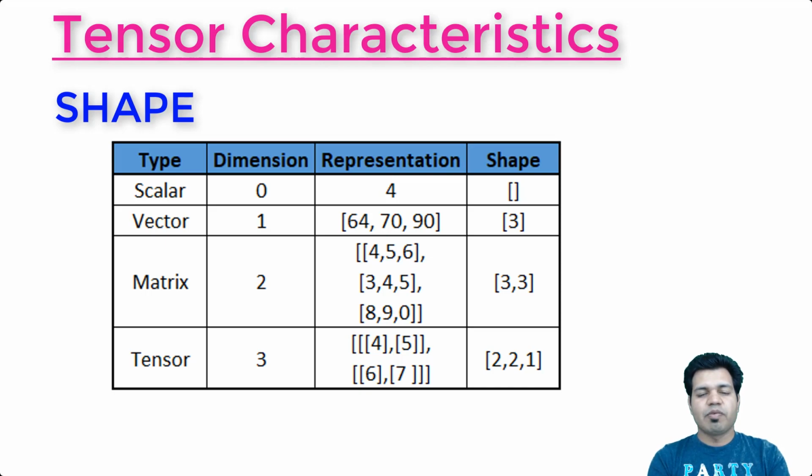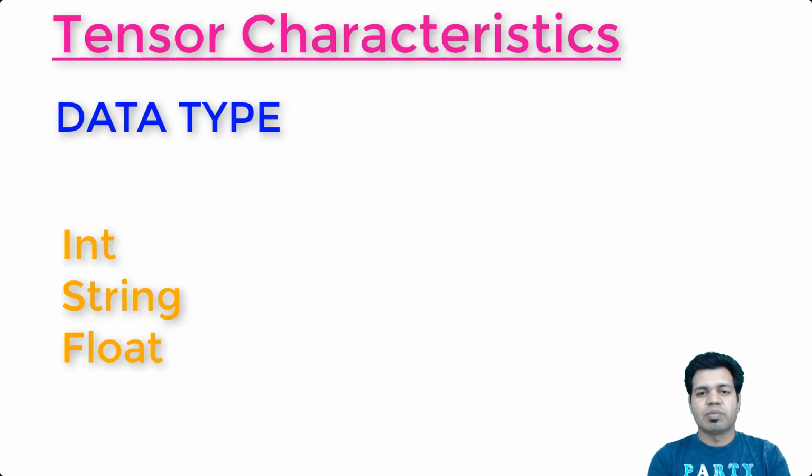Okay, the shape vector of any vector will contain only one element, and the shape vector of a matrix consists of two elements, that is, the number of elements in each dimension of the two-dimensional matrix. For an n-dimensional tensor, the shape vector will have n elements. The last characteristic we are going to explain is the data type, which is known to anyone who has studied databases at any point. These are data types like int, string, float, etc.